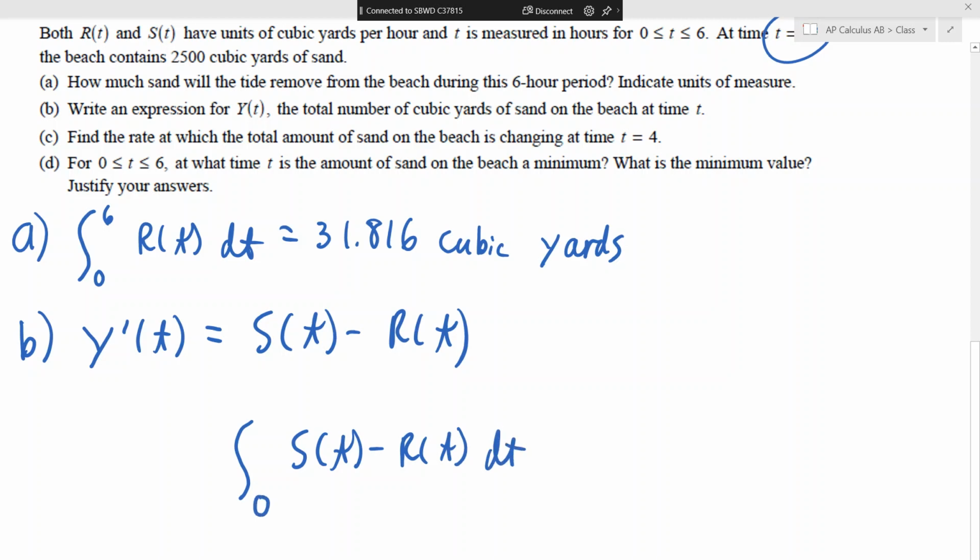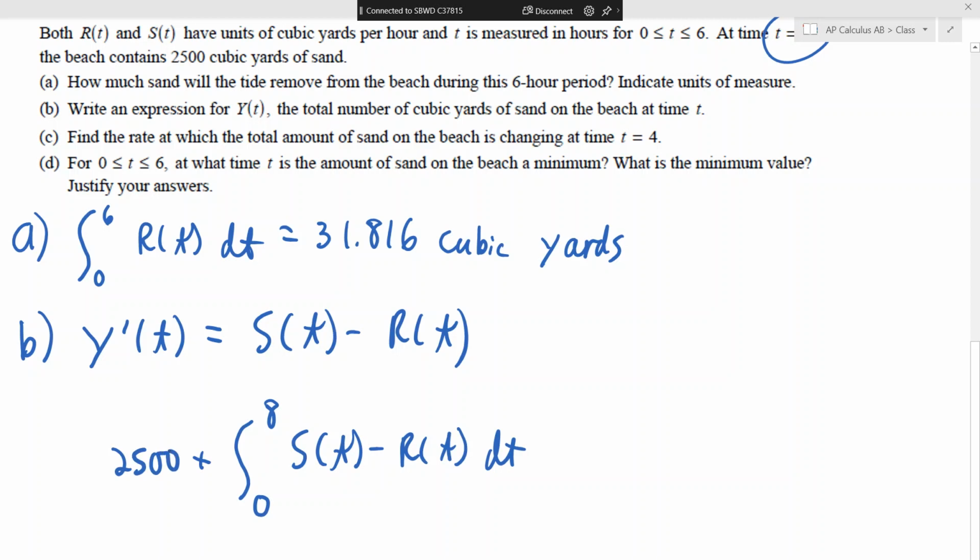From 0 to any value, what's that going to tell me? Like, for instance, if I integrate from 0 to 8, that tells me the change in sand on the beach. It's not how much sand came in. It's not how much sand left. It's the total change, right? Because it's basically how much sand came in minus how much sand left, right? From 0 to 8. But that would not be the amount at 8. We'd have to add in what? The original, which was 2,500.